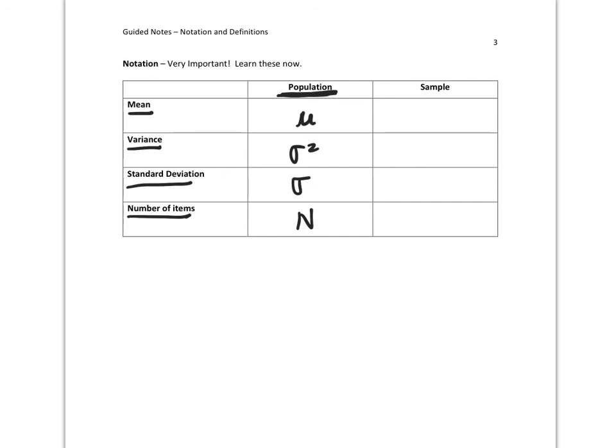Now we have different notation for each of these for a sample. A sample, the mean is X bar. The variance is S squared. The standard deviation for a sample is S. And the number of items in a sample is lowercase n. So go ahead and learn this notation before you go on to the next video.